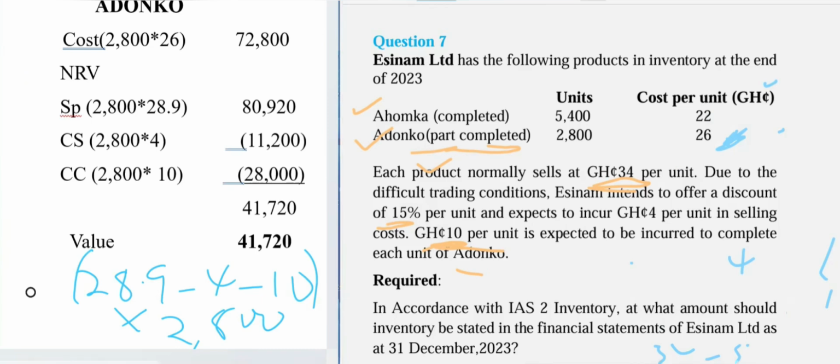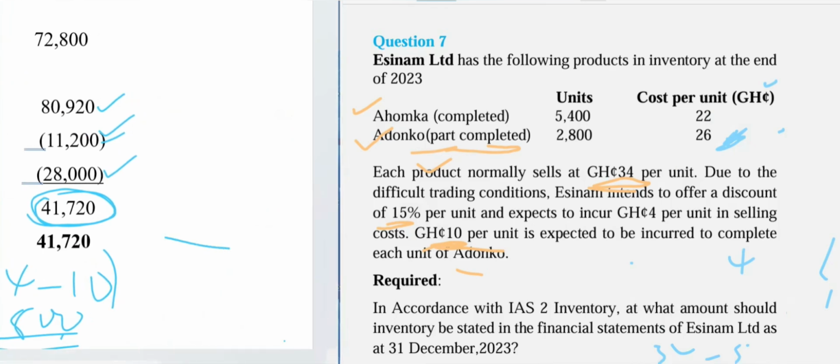So what I did here was just a total. I used the total of this. Everything is total: selling price is a total, cost to sell total, cost to complete total. But you can do it individually. Just pick 28.9, deduct the 4, and deduct your 10, and multiply by the 2,800. You still get this figure, 41,720. So somebody can also do the NRV this way.